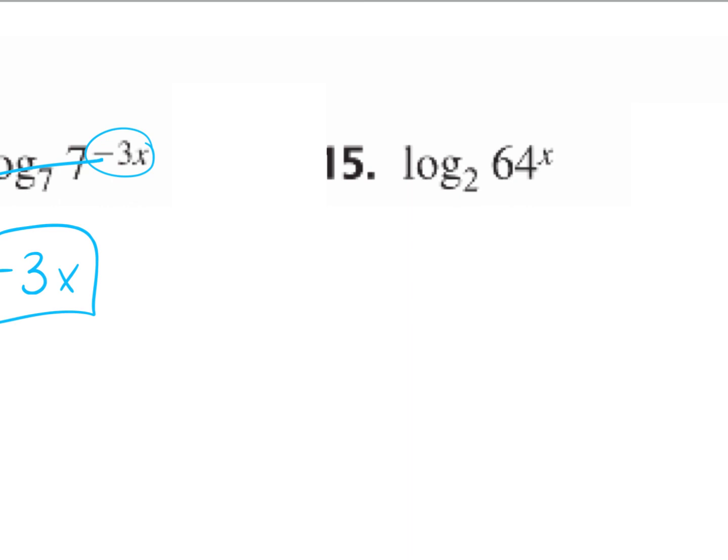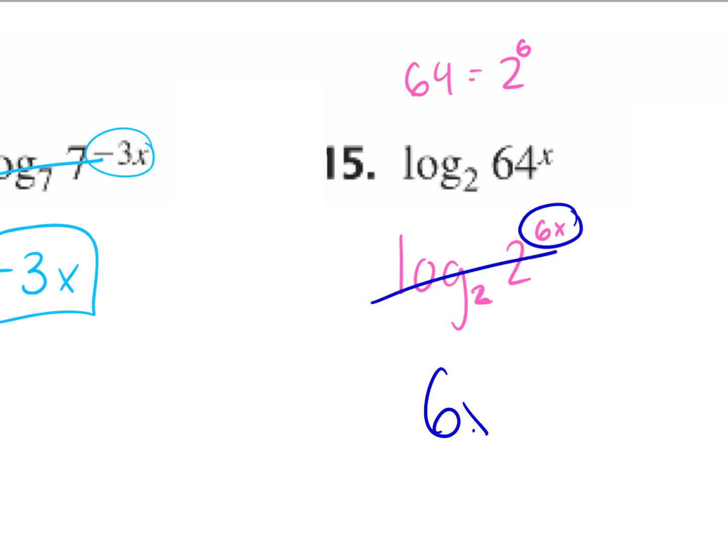15. Here we can't get anything to cancel out right away, but let's see if we can change 64 to be 2 to some power. 2 to the 6th power. So I'm going to change 64 to be 2 to the 6th power. I'm just going to rewrite it here. So log base 2 of 2 to the 6th power, and that x is still there. So what would this simplify to? 6x. Awesome. Log base 2 of 2 cancels.